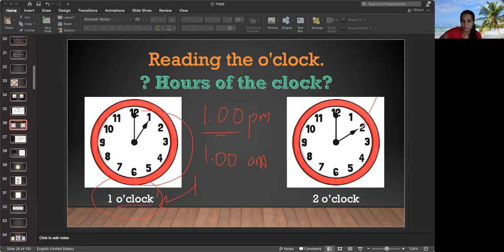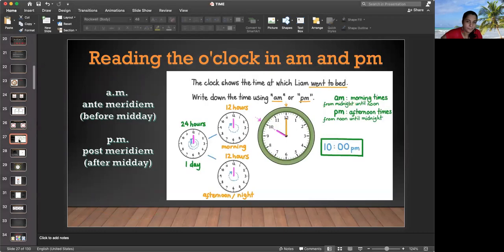Same goes for this. This is 2 o'clock, and this could be 2 AM, or it could be 2 PM. That we wouldn't know. From the clock face, we can only read the time. So unless we are talking about 24 hours, or unless we can see visually there is a moon or a sun outside, that it's bright outside, then we will know whether it's daytime or nighttime and put in the AM or PM properly.